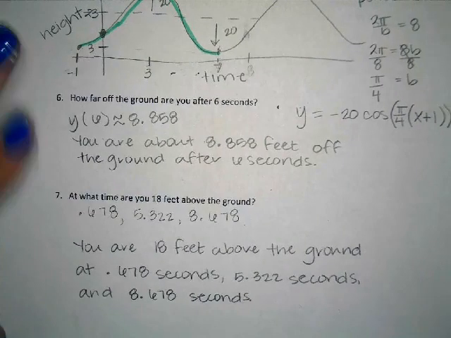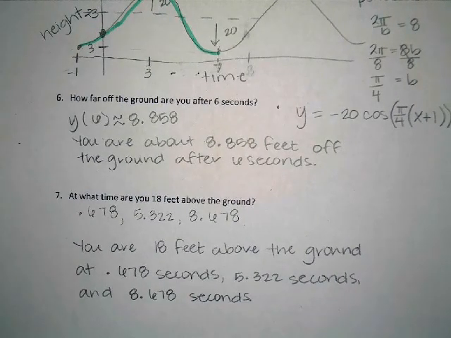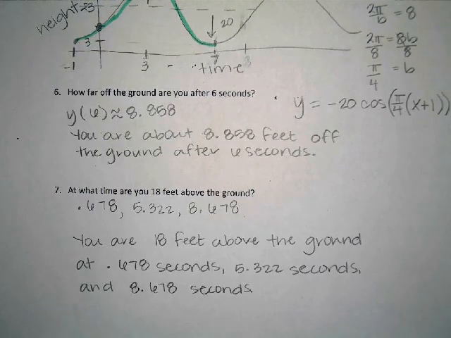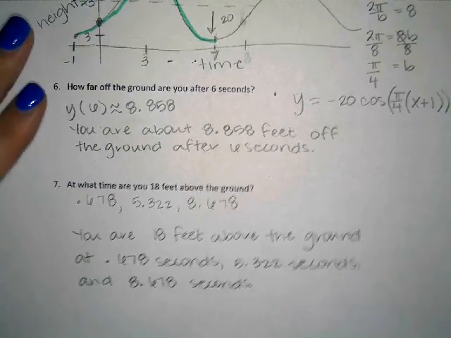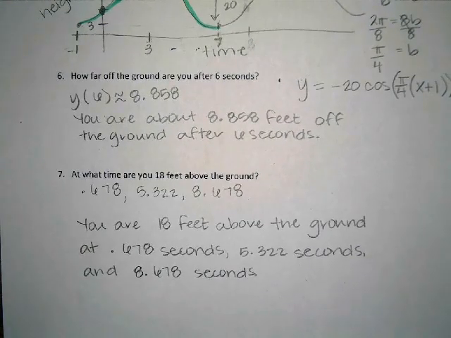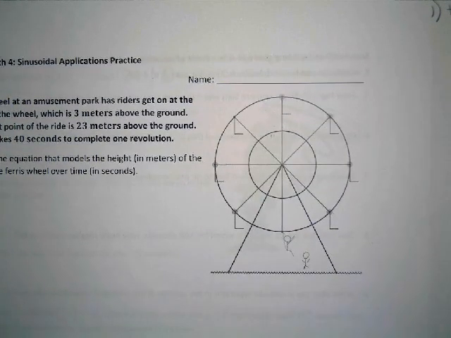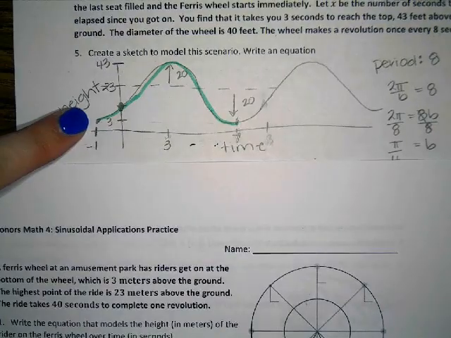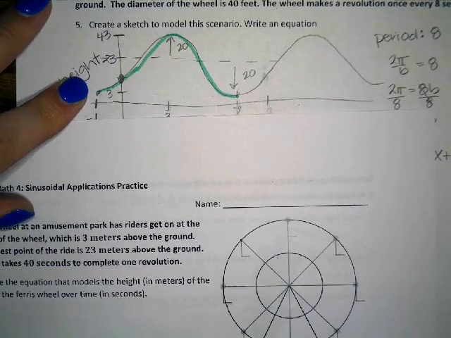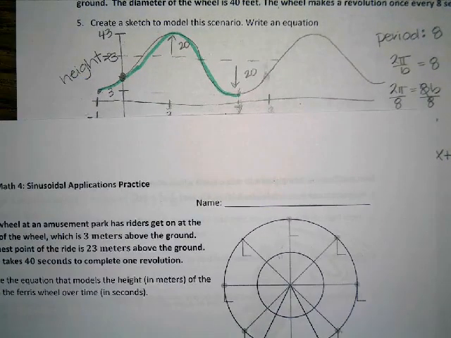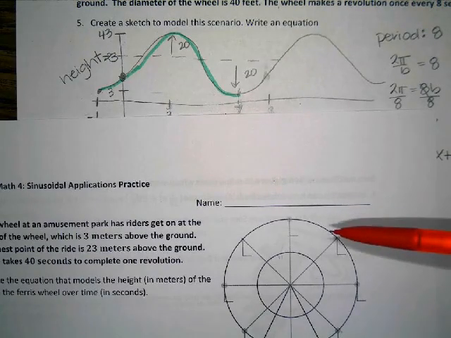What I want you to do is take a moment in your groups and picture this Ferris wheel and figure out where you would have to get on the Ferris wheel to have a cosine equation that was positive and not negative. So talk in your groups for a minute. We had just had 2 negative cosine equations. Where would you have to get on the Ferris wheel to have a positive cosine equation instead of negative? Okay, go ahead and talk about that for a minute.